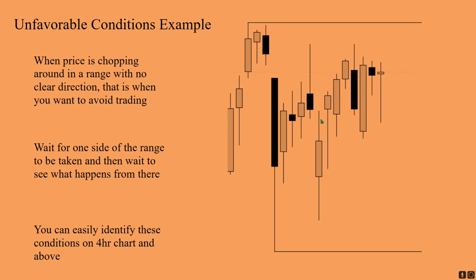This is what unfavorable conditions look like. I can't remember if this was the 4 hour or the daily chart, but regardless, you can go back in your own charts and look for yourselves. But when price is chopping around in a range with no clear direction, that is when you want to avoid trading. And again, that doesn't mean you just have to never trade. And this is just for indices, by the way, just futures. But you can find more opportunity in individual names.